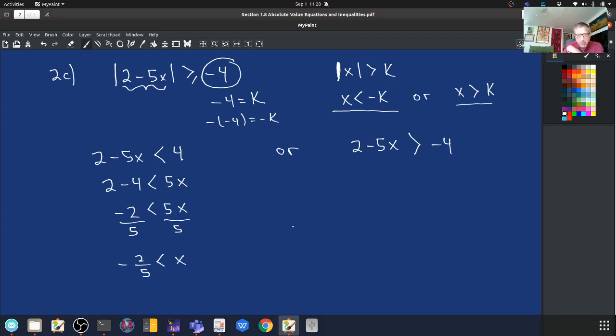So I've got one part done. Now I have to do the same thing over here. I'm going to do the same trick. I'm going to move the minus 4 over. It becomes plus 4. And it's greater than 5x. So that gives me 6 is greater than 5x. My coefficient on the x term is positive. So I can divide through by 5. So 6/5 is greater than x.